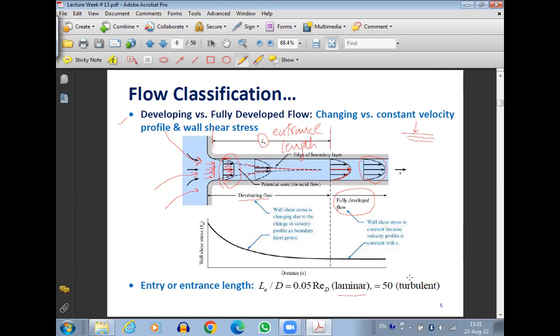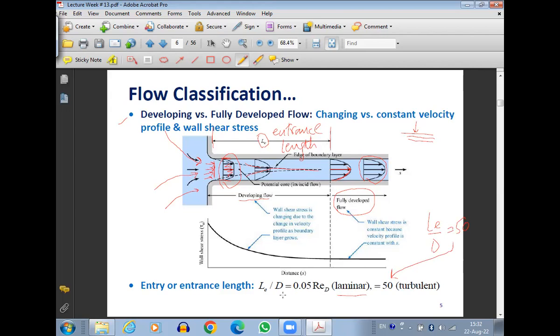For the case of turbulent flow, it's a simple formula. It does not depend upon the Reynolds number. So entrance length divided by diameter equals 50. That's the formula if it is turbulent flow.